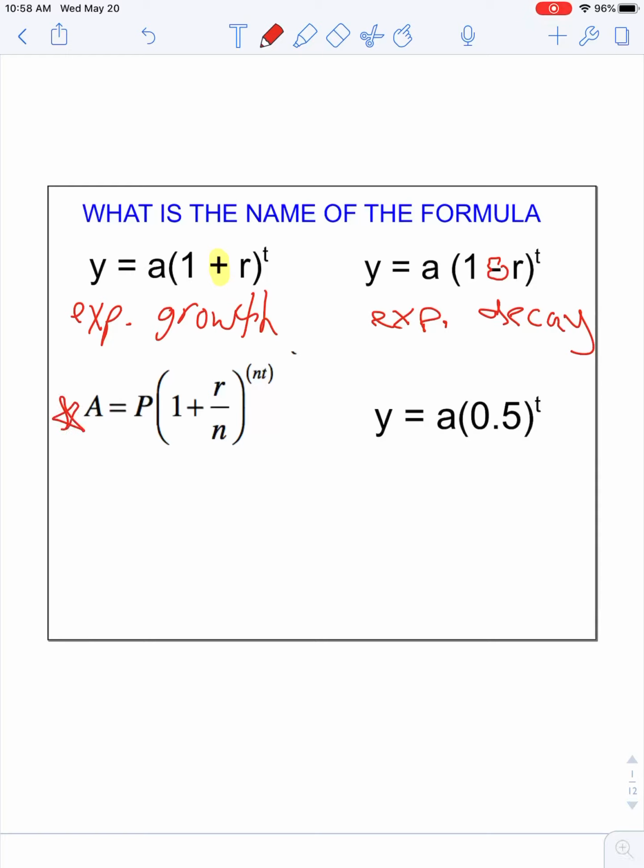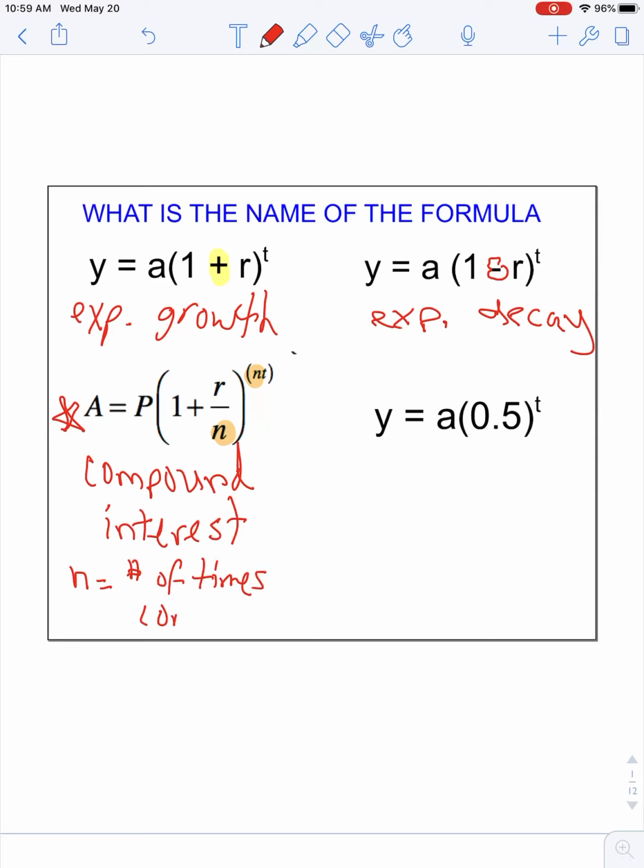This one right here, that's way more complicated, is compound interest. So whenever you see the word compound in the problem, like compounded daily, weekly, monthly, quarterly, that's when you will use this formula. Because here, your n right here is the number of times that the interest is compounded per year. So n equals the number of times compounded.